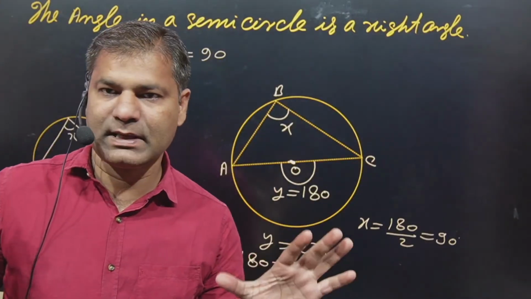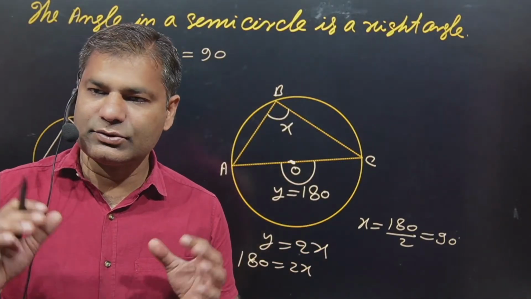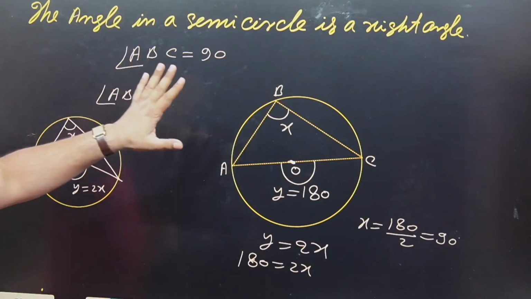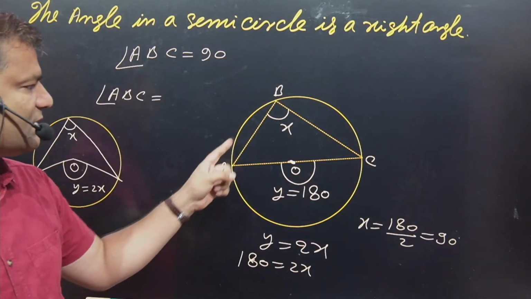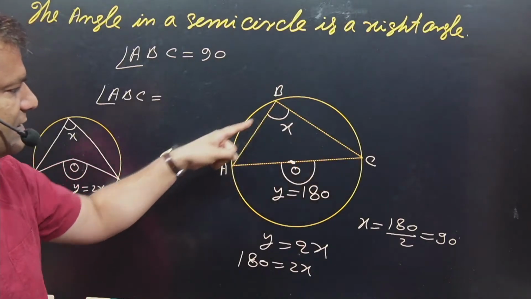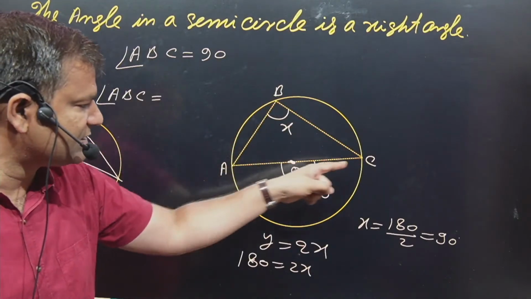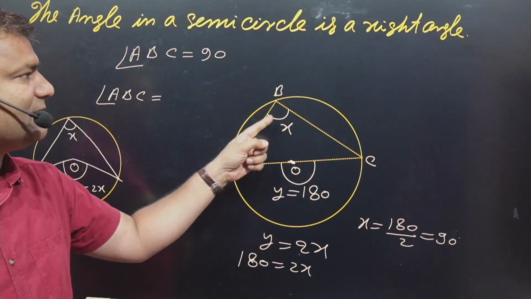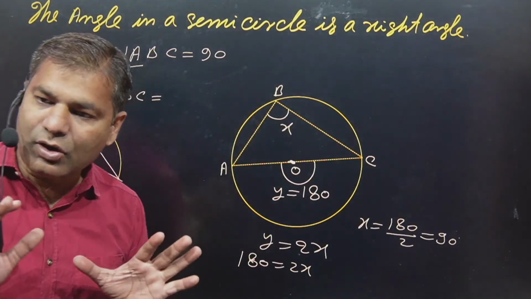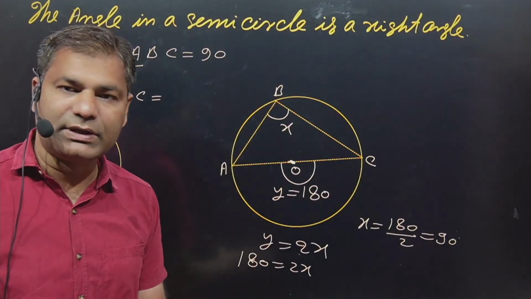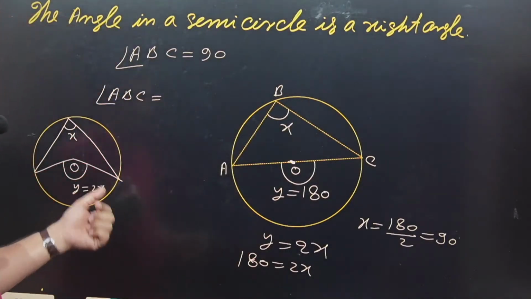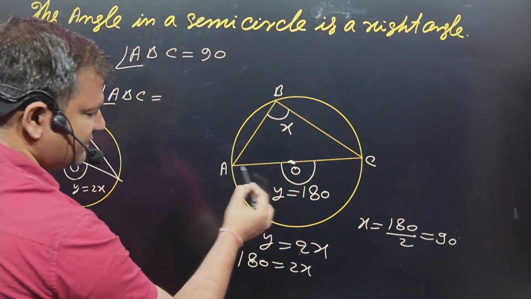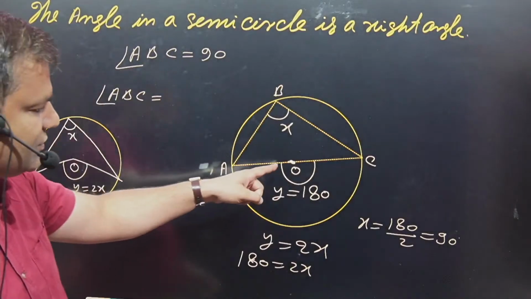So according to the theorem, angle in a semicircle. This is called a semicircle angle, because this is the diameter. So the angle in a semicircle is always a right angle. How can we prove it? Very simple. Simply draw a line corresponding to here. This is the diameter, basically a straight line, so that angle is how much?